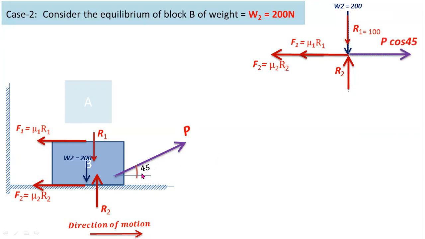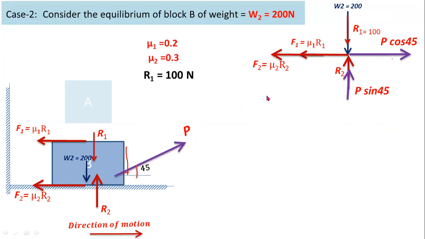So P here, the angle is 45 degrees with respect to the horizontal. So you have to consider cos theta for the X component, sin theta for the Y component. So P cos 45. From this diagram, you can observe this force lies in the first quadrant. So the X component is P cos 45 and the Y component is P sin 45. Now this is the free body diagram for block B.